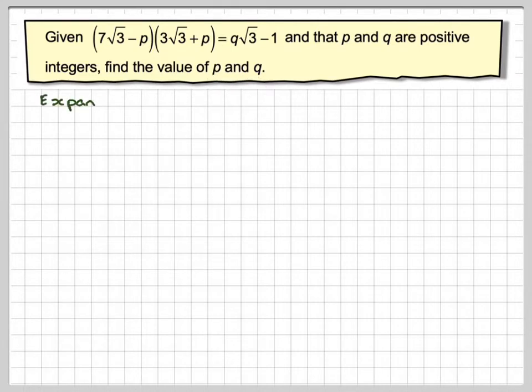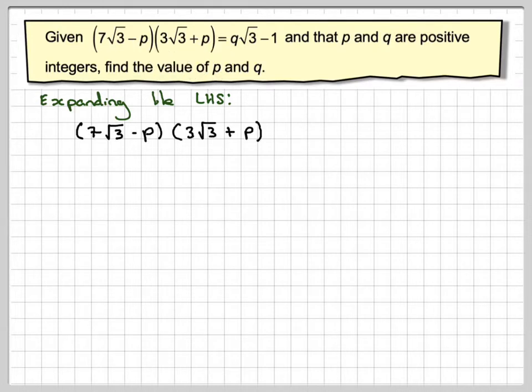Right, so this is a bit of a strange question because we've got letters in it. But if we continue on the left-hand side, considering these two brackets as numbers, then that will be 7√3 times (3√3 + p), then minus p times (3√3 + p).